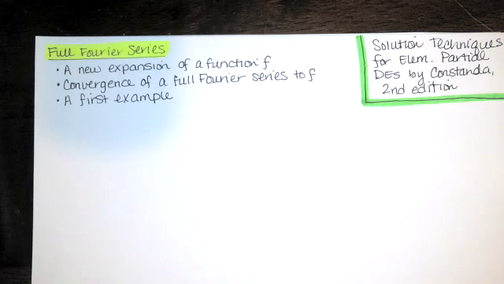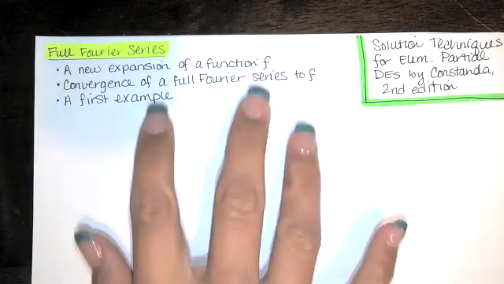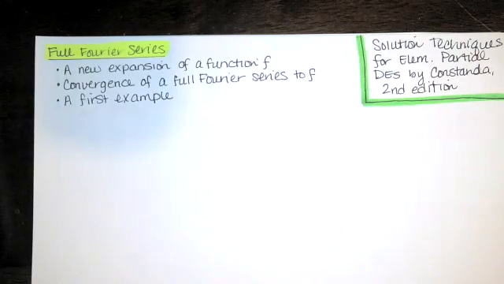And the first one is this Fourier series. We're going to talk about computing a full Fourier series, and basically what this is, is a new expansion of a function f. And then we'll talk about convergence issues, and then we'll look at some background definitions that are necessary to have that discussion. And then we'll look at our first example.